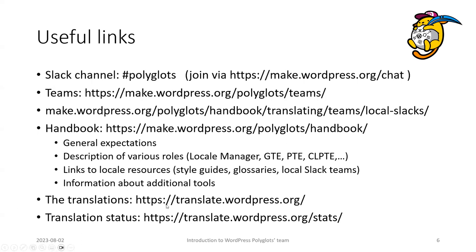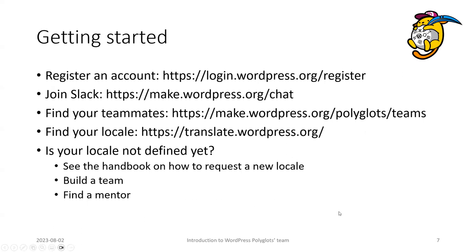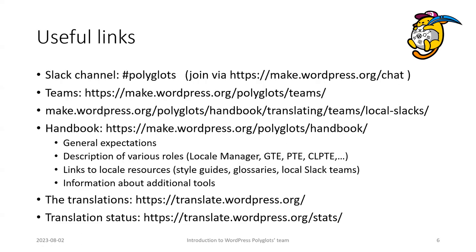The translation itself is located on a translation platform, translate.wordpress.org. And if you at any point want to see how the translations are moving, what locales have a lot of unchecked translations, or what locales are at 100% on the core translation, then this last link, translate.wordpress.org stats, will show you at a quick glance how the important translations are moving.